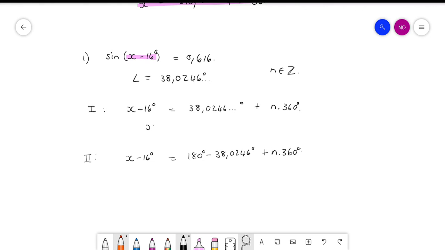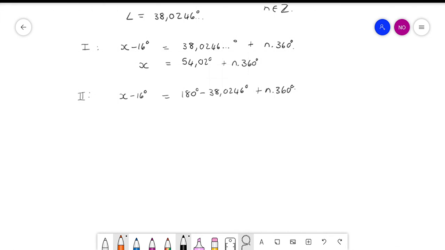So we just say x is equal to 54,02 degrees. I got that by just taking that and adding 16. And look carefully, I do nothing to this 360 degrees, because it's a different kind of term. And for this one, you just say 180 degrees minus that, plus 16. 157,98 degrees plus n times 360.